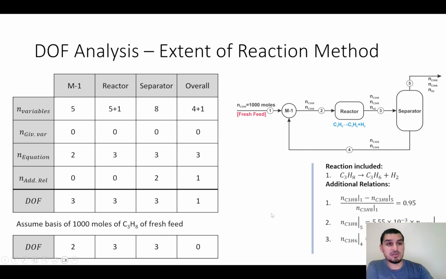So we can start with the overall, and if we solve the overall, we can add 3 information to the separator, which will make the separator solvable. And after solving the separator, we will calculate the components in stream 3, which will make the reactor solvable, and 2 information that will be given to the mixer, which will make the mixer solvable. So the plan is to start with the overall, separator, and then either the reactor or the mixer.